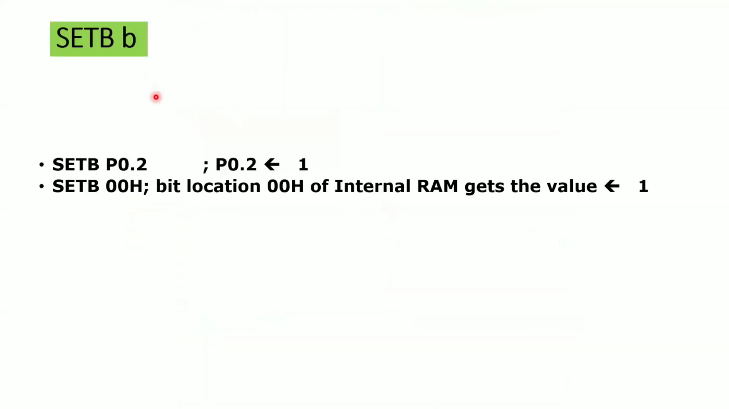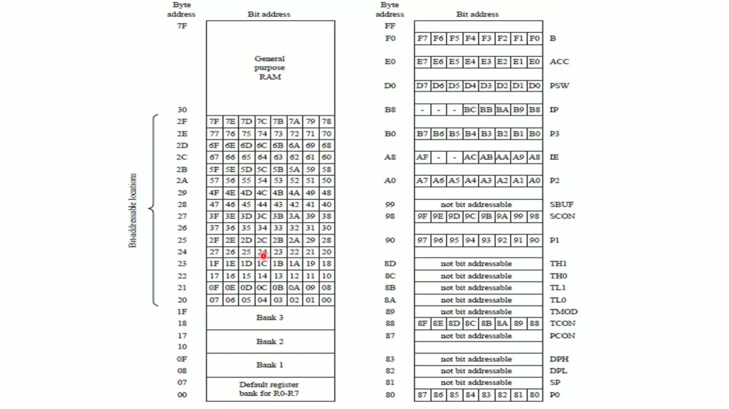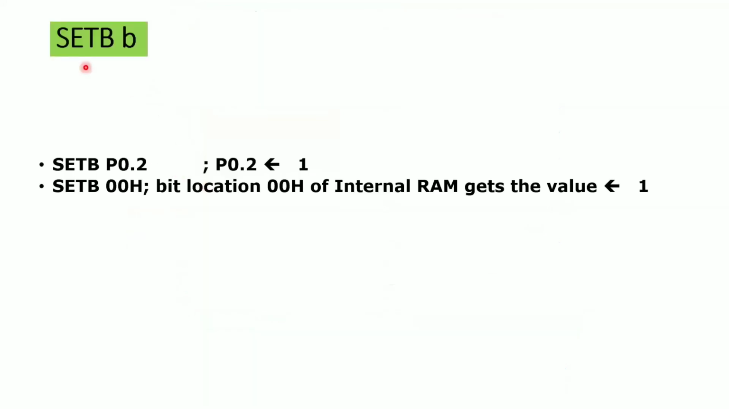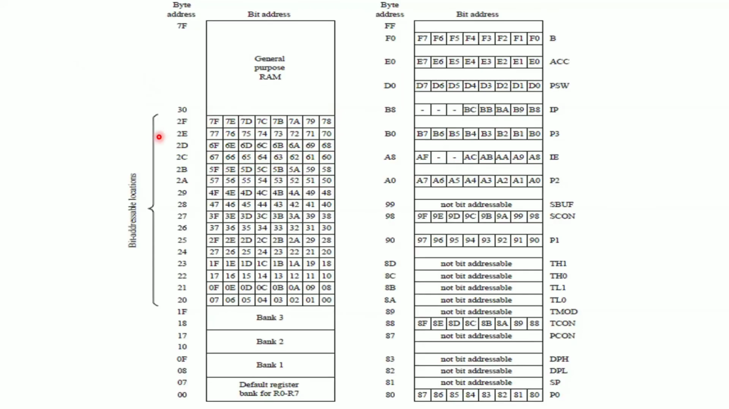If you want to set either 1 or 0 to this bit addressable area or any of the bit addressable registers, you can use these instructions. See here, the instruction is changed now. SETB, that is set bit B. B means bit, so it can be any bit of this bit addressable area or your SFRs.